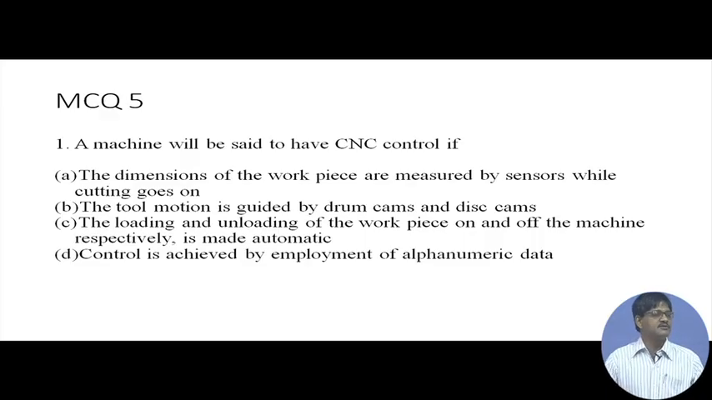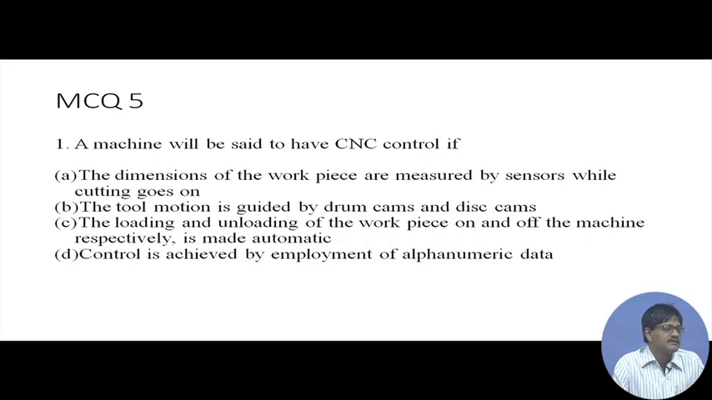So, a machine will be said to have CNC control if the dimensions of the workpiece are measured by sensors while cutting is going on. What does it actually mean? It means that some kind of online monitoring is taking place of the part quality. Now is this CNC really? No, it is basically online monitoring. That measuring exercise might be CNC, but the machine is in no way CNC if this is being carried out.